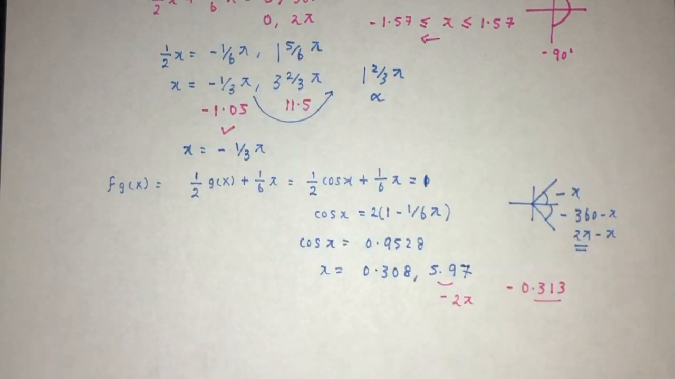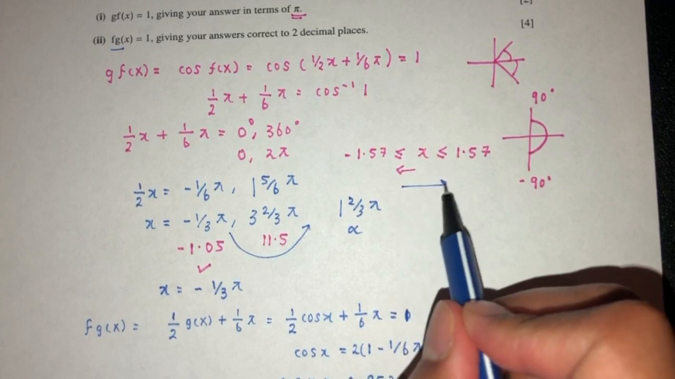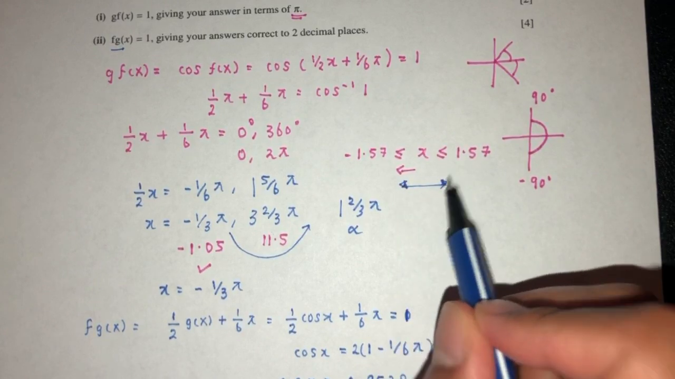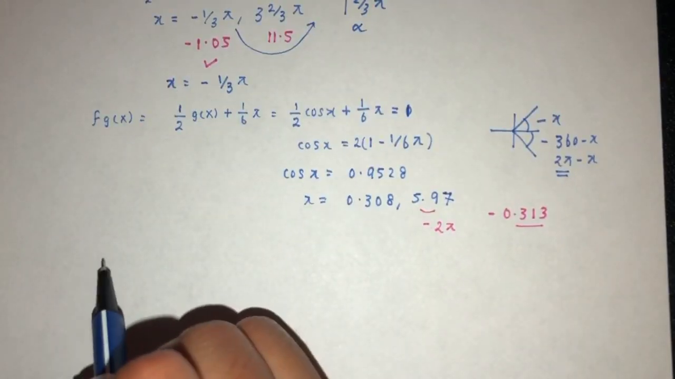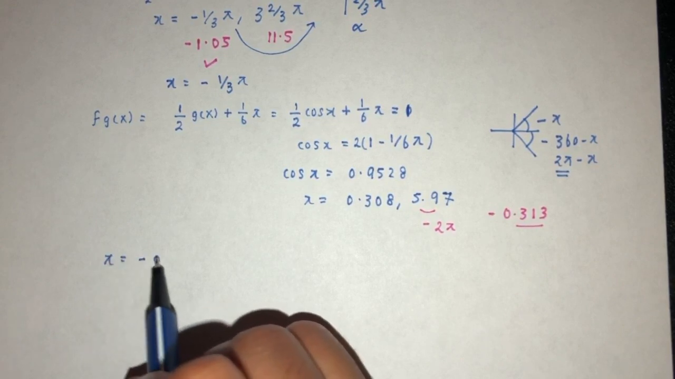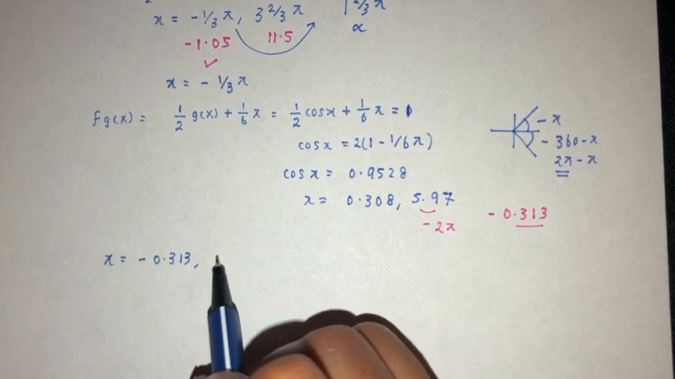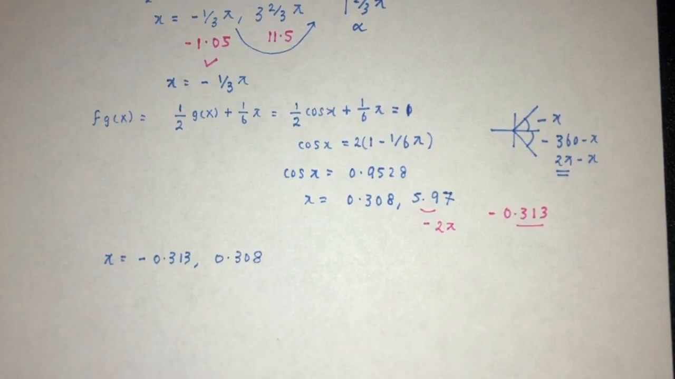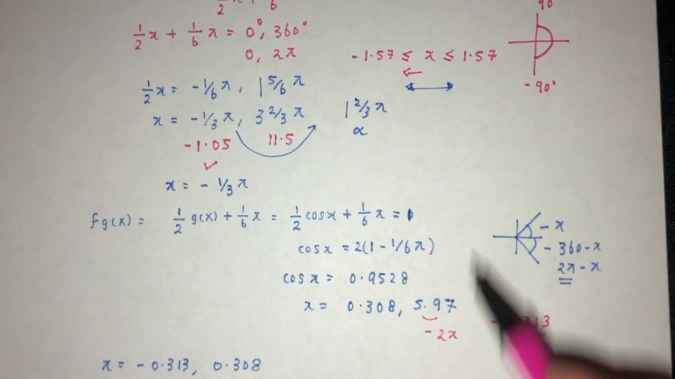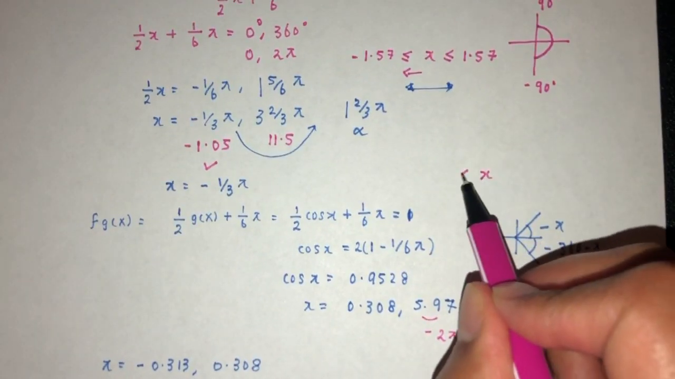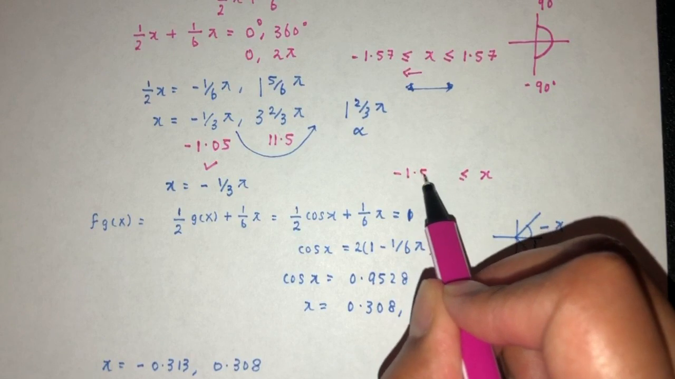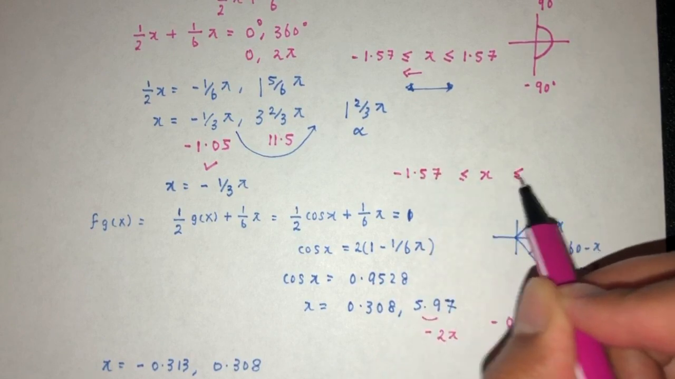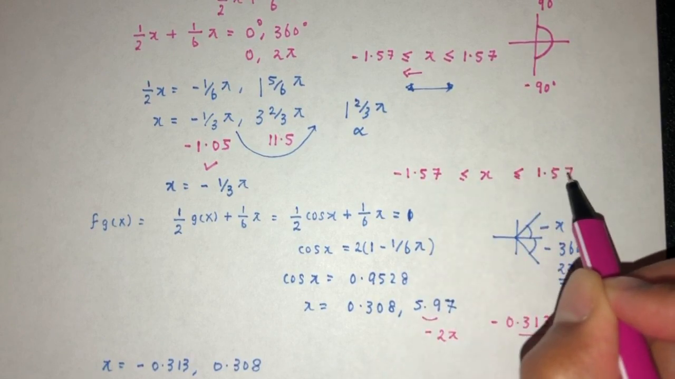Now you can see clearly minus 0.313 lies inside this range, so obviously we can take those values as well. That will be x can be minus 0.313 and 0.308 for the two values of x. Again, the reason why I did minus here is because I realized that x is also on the negative side. There's a reason why they give you this, so we have to test and see if it is on the negative side.